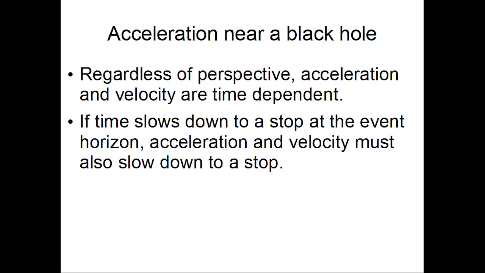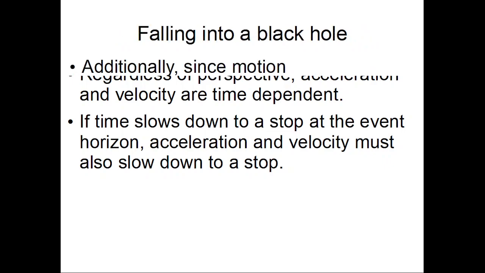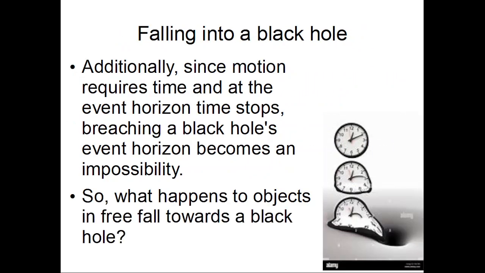But regardless of perspective, acceleration and velocity are time dependent. Velocity is distance divided by time, and acceleration is velocity divided by time. So if time slows down to a stop at the event horizon, acceleration and velocity must also slow down to a stop. Additionally, since motion requires time, and at the event horizon time stops, reaching a black hole's event horizon becomes an impossibility, and nothing can cross a black hole. So what happens to objects in free fall toward a black hole?